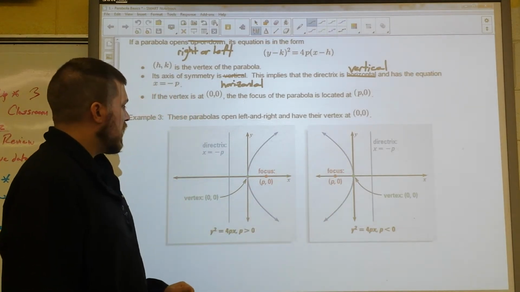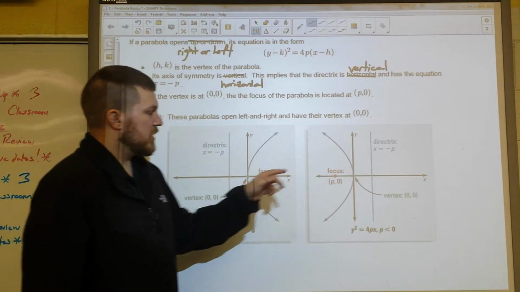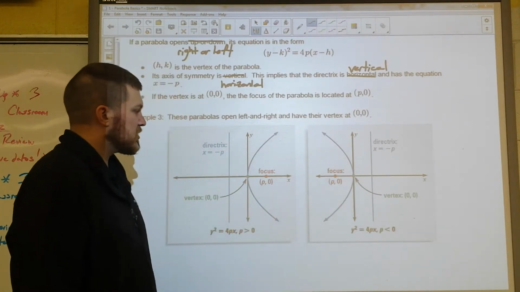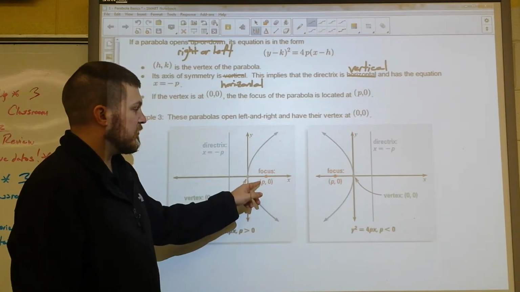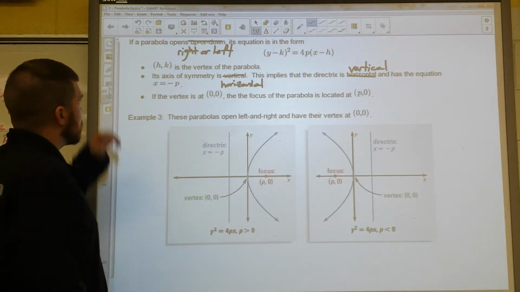Also, since I know that the vertex is at 0, 0 for each of these parabolas, I know for a fact that the focus is at p comma 0. That's only true if the vertex is at 0, 0.